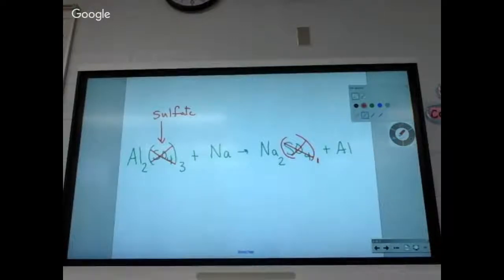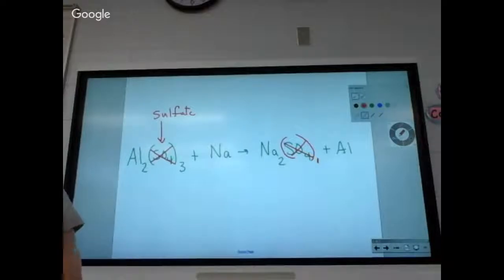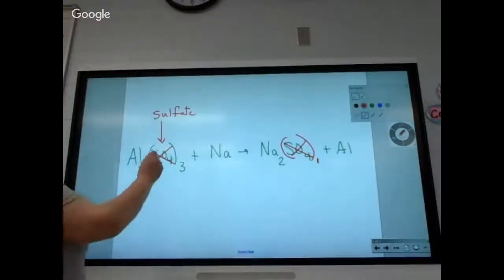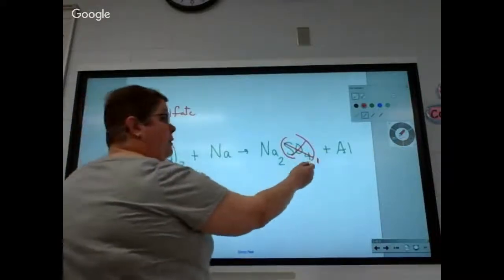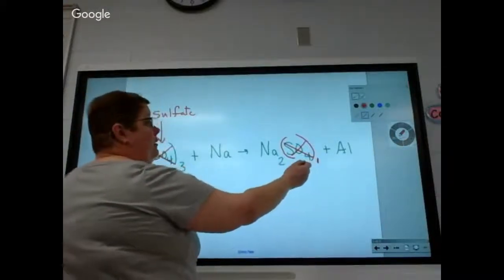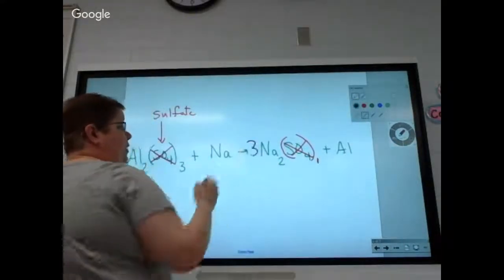It will automatically balance, okay? So I don't actually care what's inside as long as what's on the left matches what's on the right. Does that make sense? So how many of these sulfates do I have on the left? 3. How many do I have on the right? So I need how many on the left? 3. So I'm going to put a what in front of this one? 3. I'm going to put a 3 there.